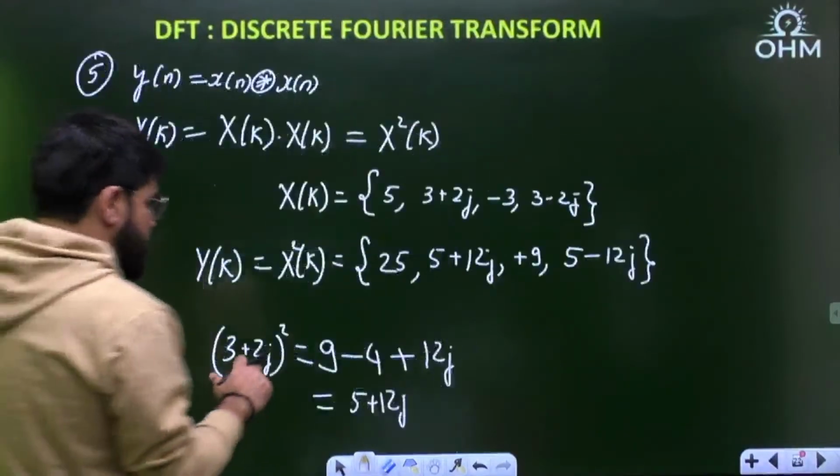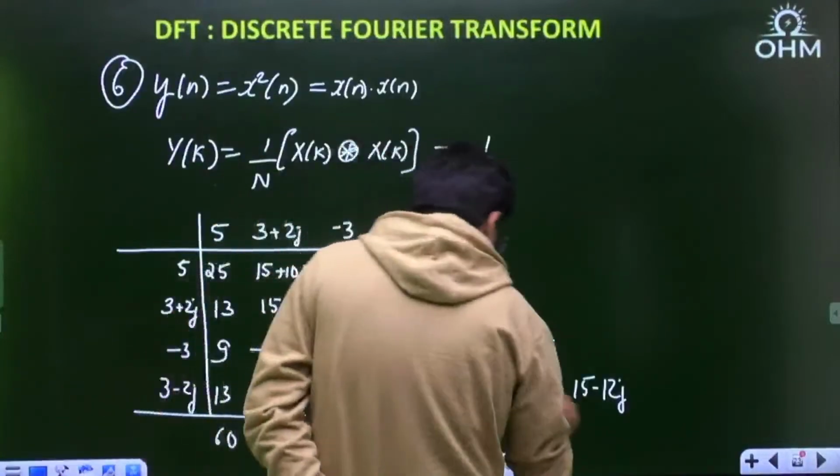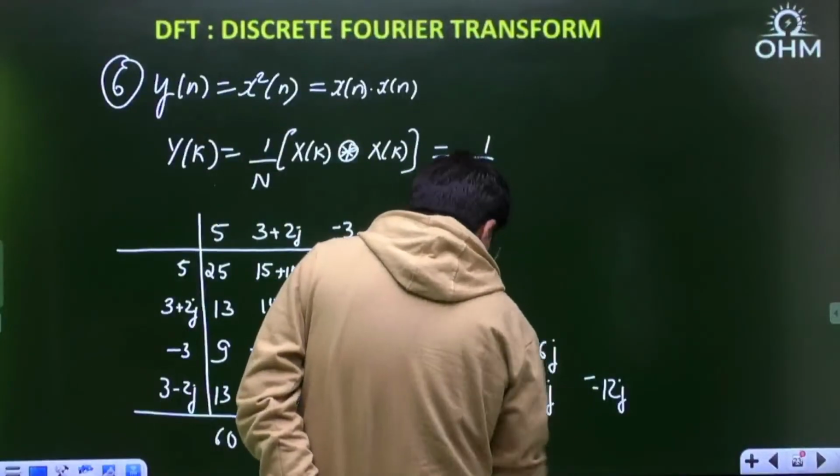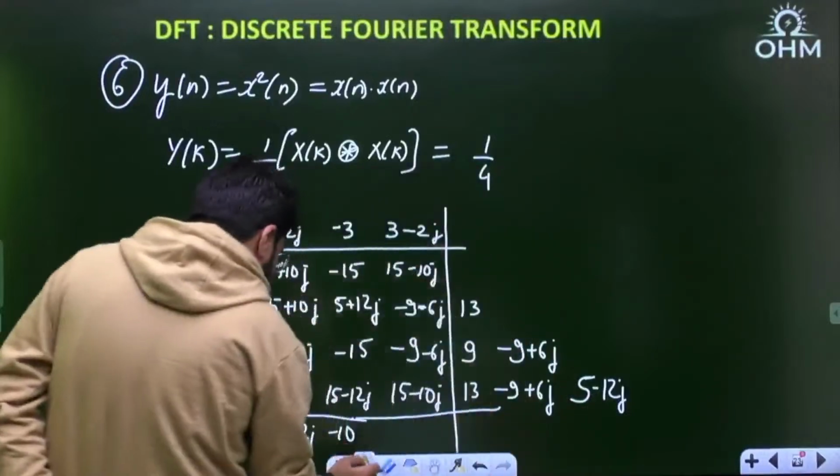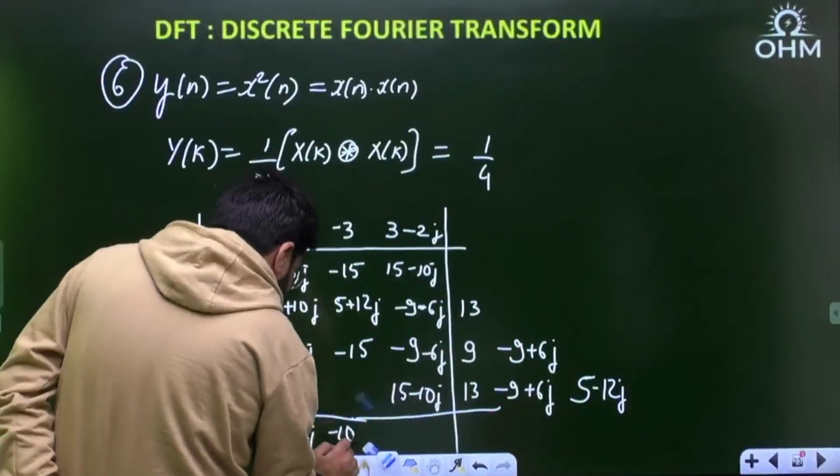No, if this was 5 plus 2j, this is 5 minus 2j. This calculation has gone wrong. This is 5 minus 2j. Here there is a correction.